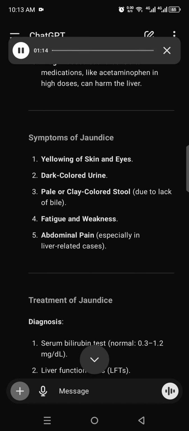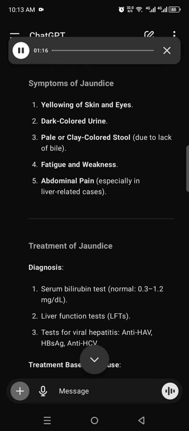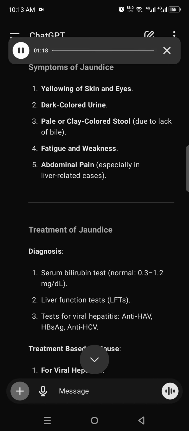Symptoms of jaundice. 1. Yellowing of skin and eyes. 2. Dark-colored urine. 3. Pale or clay-colored stool due to lack of bile. 4. Fatigue and weakness. 5. Abdominal pain, especially in liver-related cases.